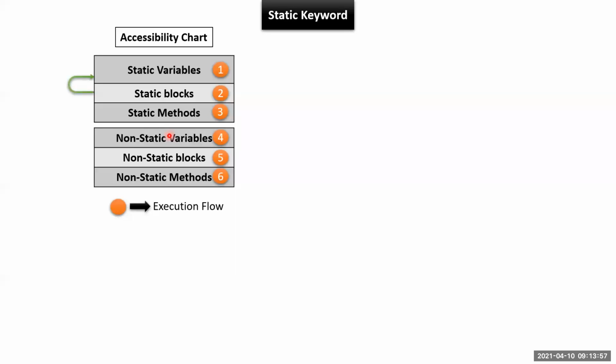Remember, a static block can access a static variable. Similarly, a static method can access a static variable, because till the time static block executes, already static variables are created and executed. Till the time static methods execute, static variables are already executed. So they are accessible. They are already inside the memory. It is present. Similarly, a non-static block can also access a non-static variable, because it is already executed before it. Even a non-static method can access a non-static variable.